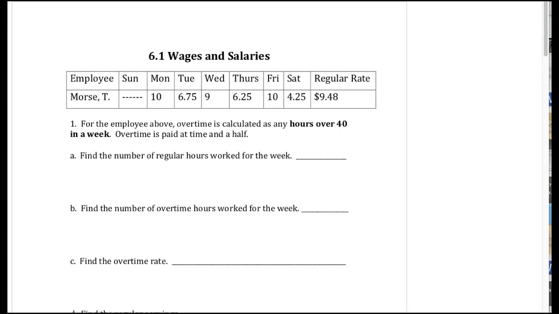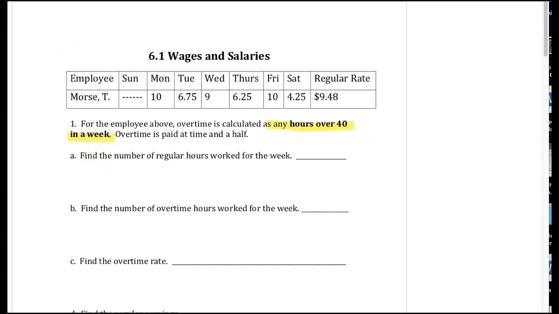Section 6.1 talks about wages and salaries, basically how someone might calculate your paycheck. In the first question, we're given directions. We have an employee. Overtime is calculated as any hours over 40 in a week, so that's really important information, how overtime is calculated.